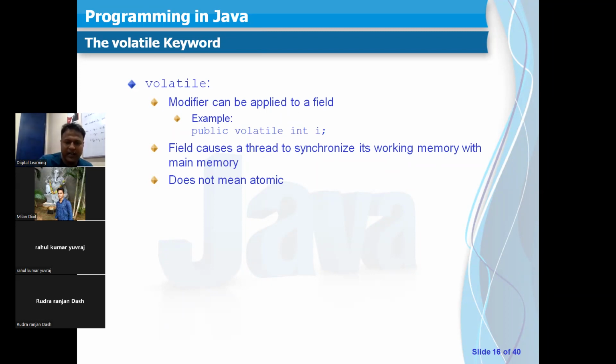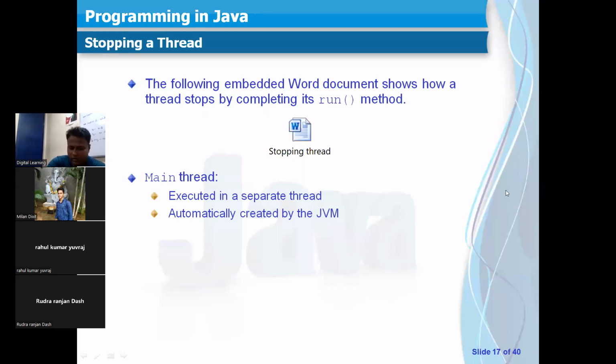If you see public volatile, here volatile is defined on the variable. The main method is another thread, executed in a separate thread. When you are writing a program in Java, the main method is also called the main thread. You are not writing any kind of start statement or anything. The thread is executed automatically, created by the JVM.